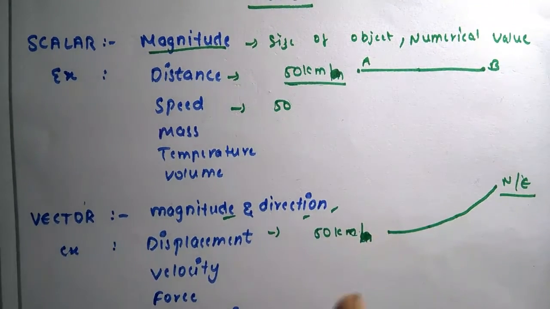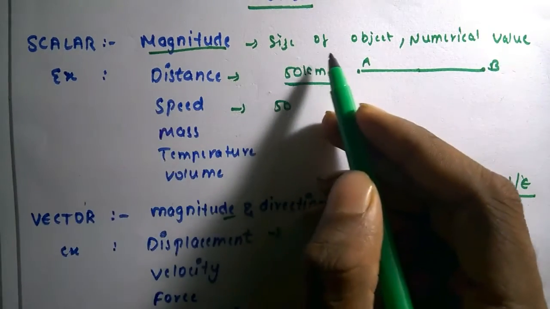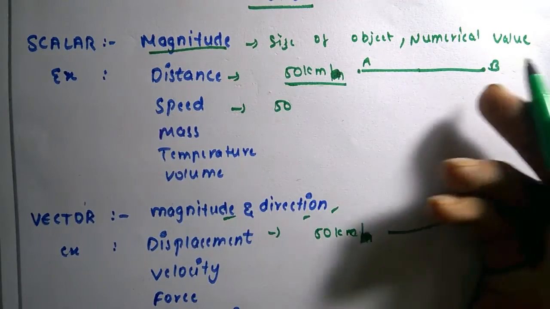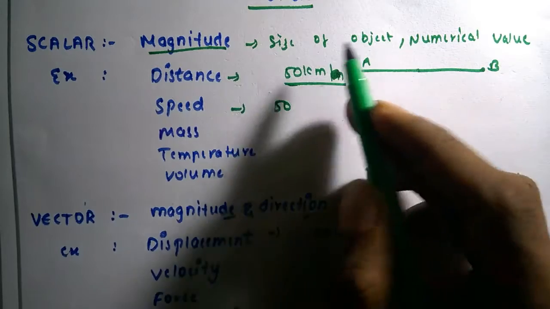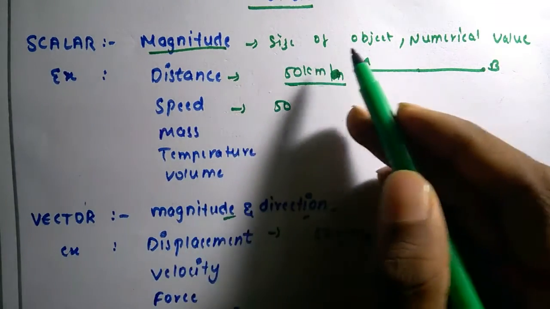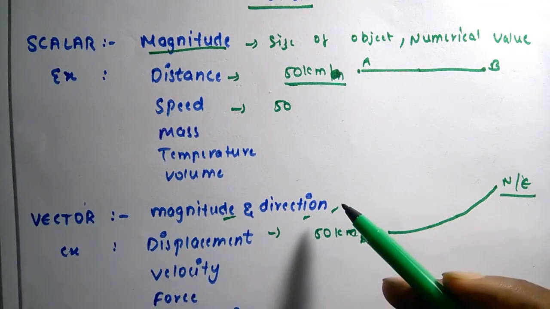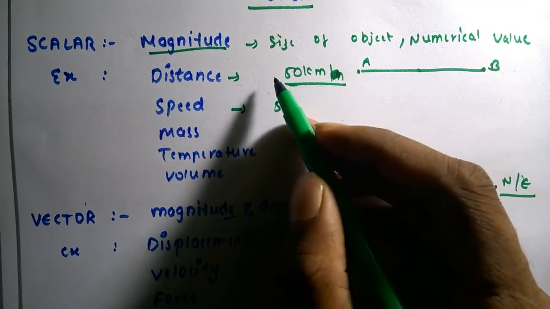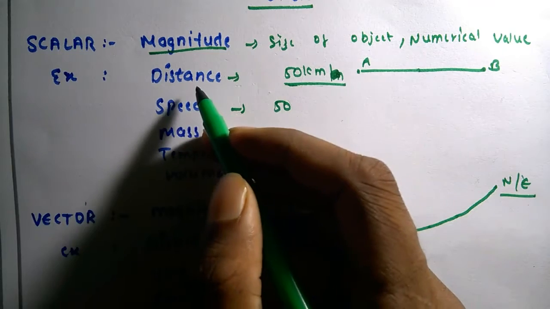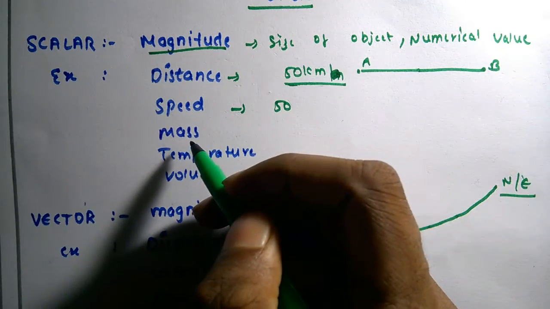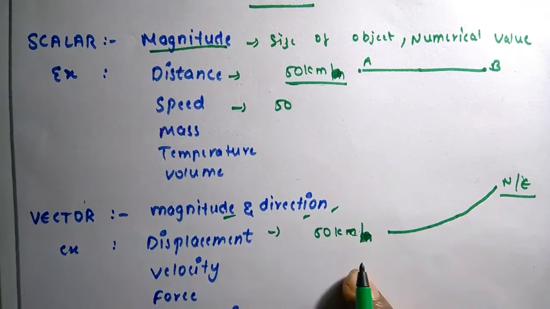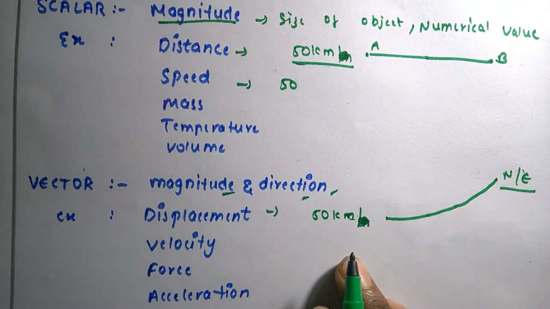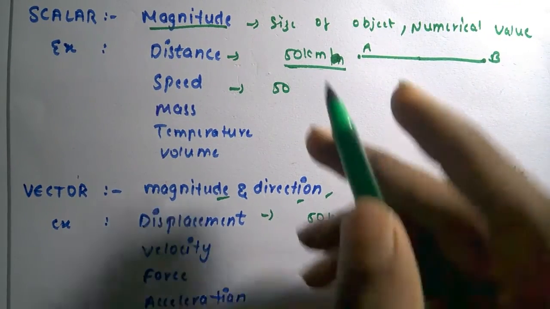What is meant by magnitude? Magnitude is the size of an object or a numerical value. And what is direction? Direction is an object traveling in a particular direction. These are some of the examples, guys. Many of you have doubts regarding the examples of scalar and vector quantities, so in this video, I'm going to discuss them in detail.